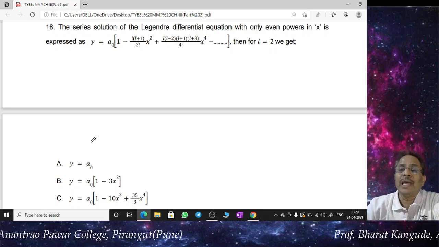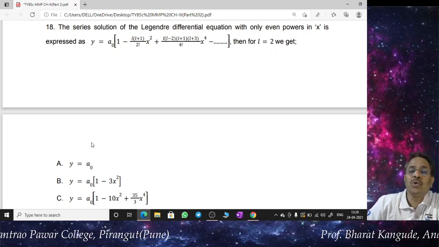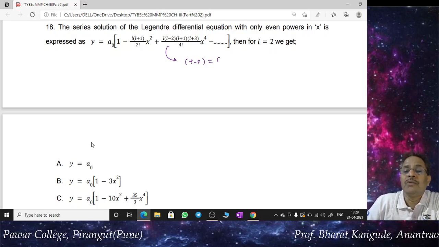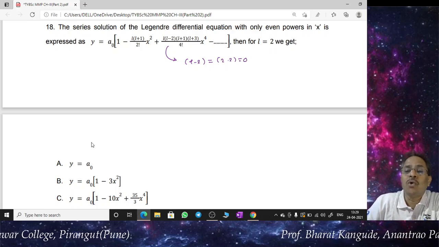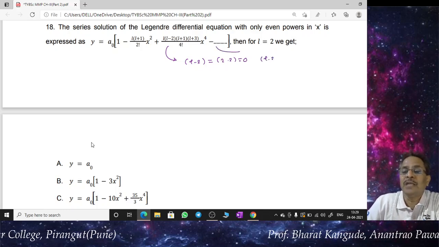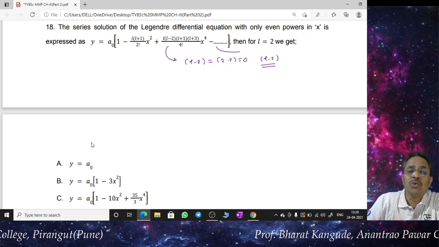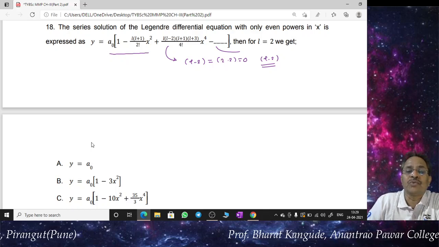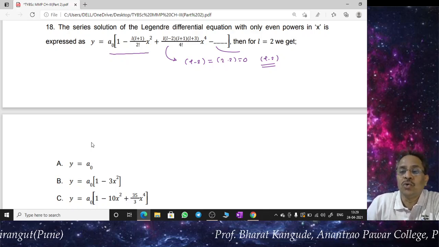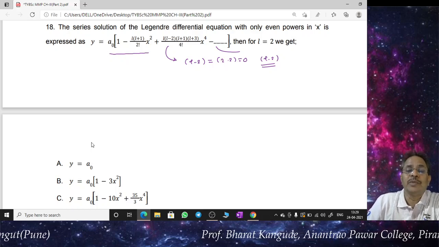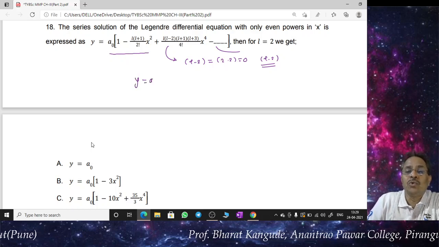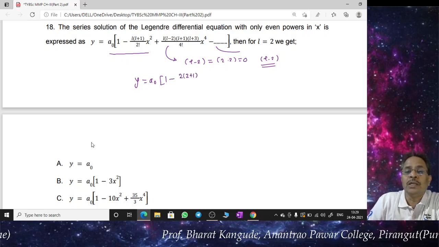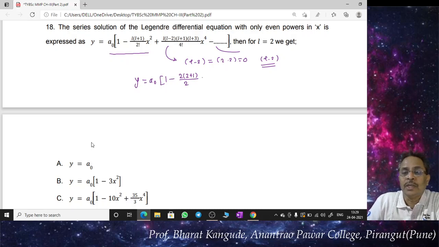When we put the value of L equal to 2, what will happen? From these terms onwards, they contain L minus 2, which will be 2 minus 2, that is 0. So all these terms vanish. What remains is only A0 into L into L plus 1 upon 2 factorial into x square. When I substitute L equal to 2 in this equation, y is equal to A0 into the bracket 1 minus 2 into 2 plus 1 divided by 2 factorial into x square.